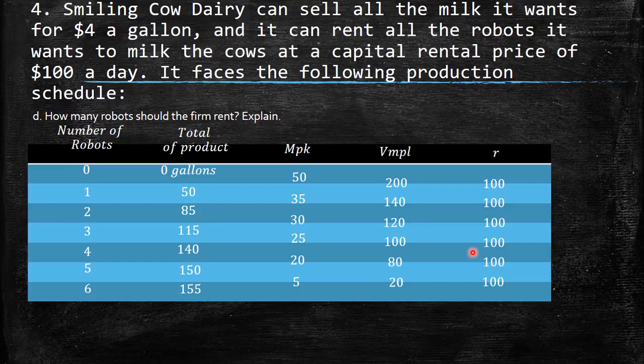This is the point that you say, okay, I'm not going to hire more robots, because if you're kind of stubborn and you hire a new one, this will bring to you $80, but the cost should be 100. So it's not a deal. So then you automatically will hire until this fourth robot.